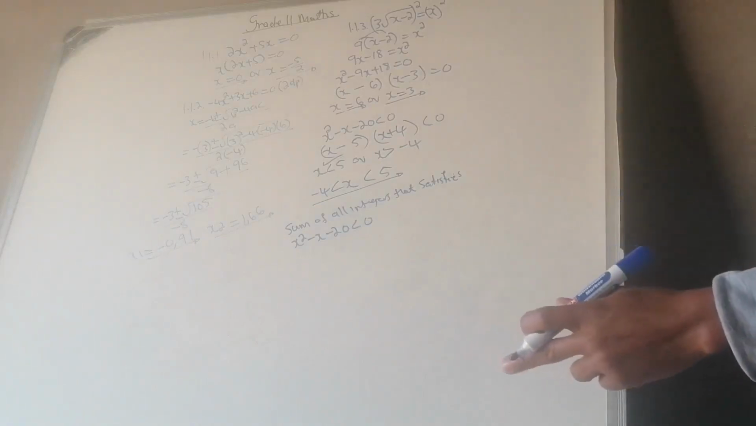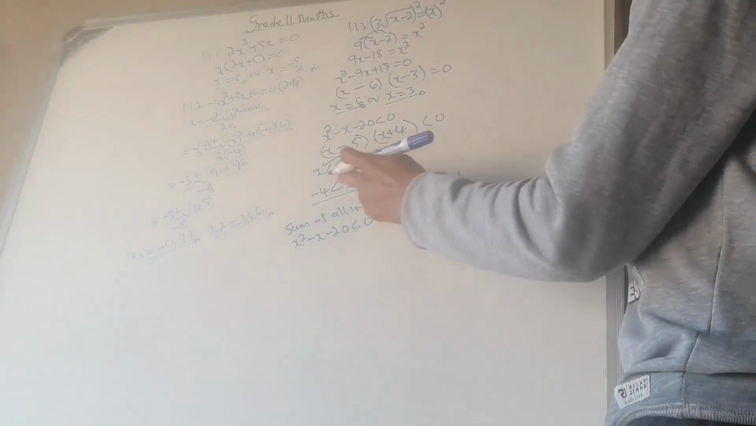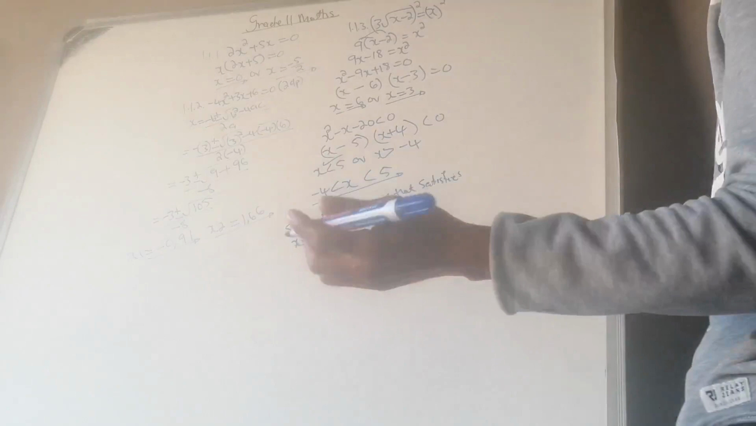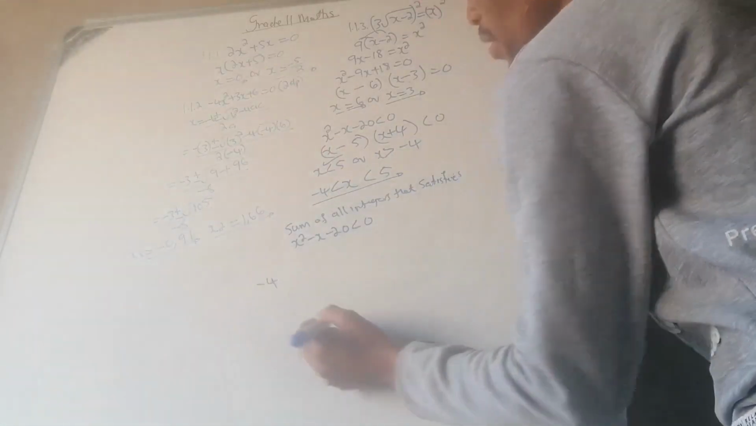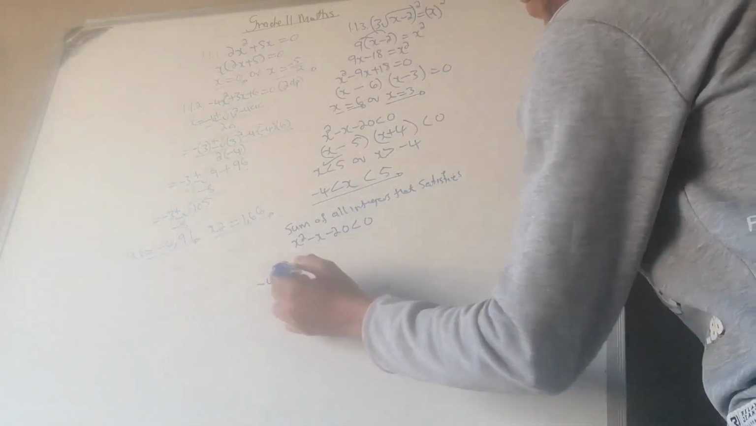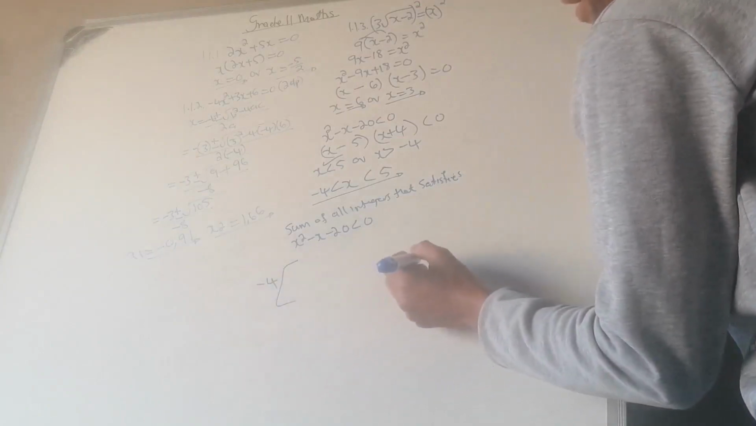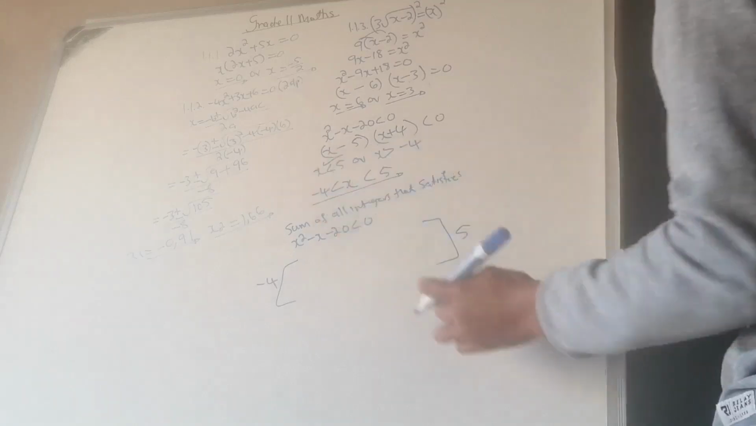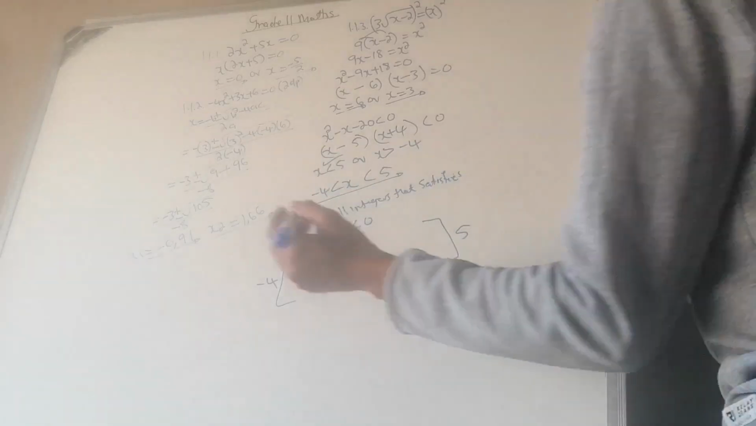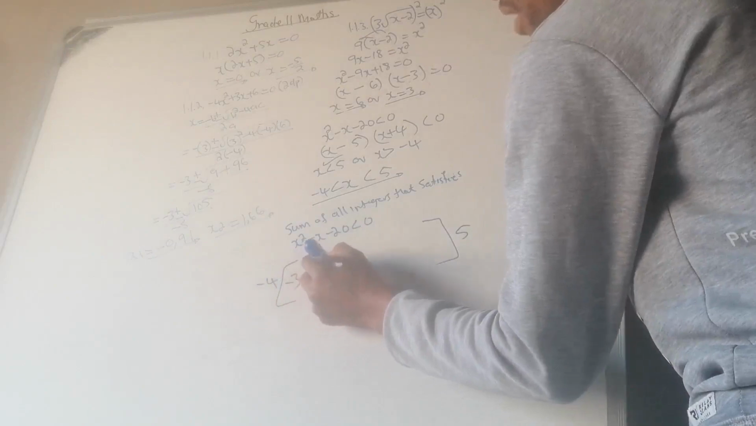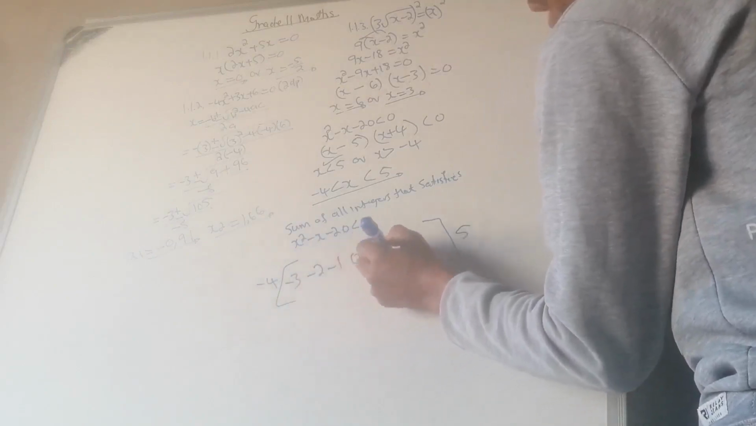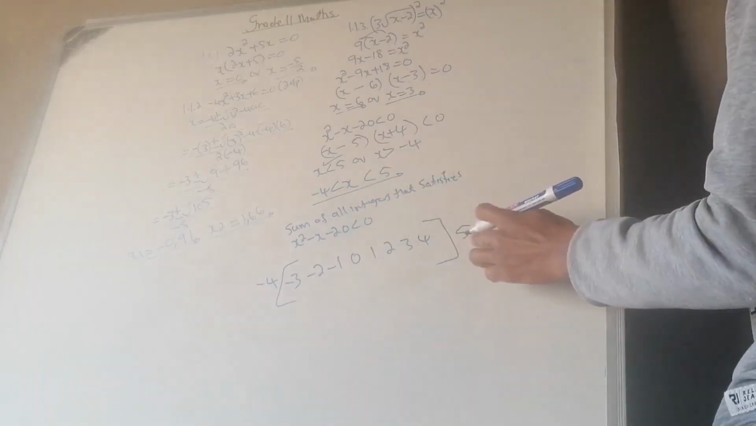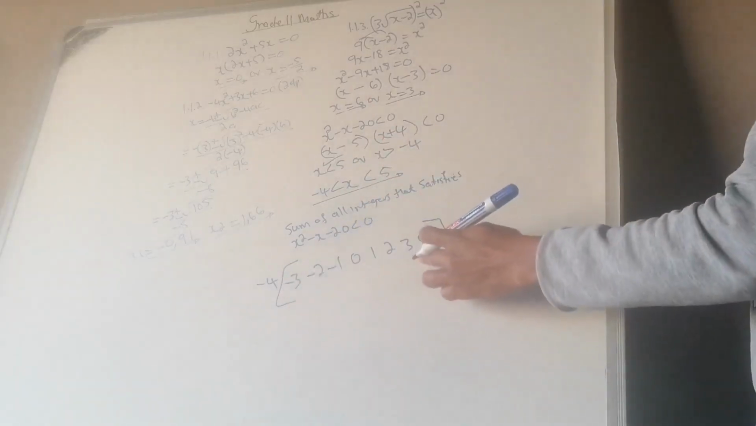Now let's look here. We said x must be greater than minus 4. At the same time, x must be less than 5. Let's go and check minus 4 and 5. The values of x greater than minus 4 are minus 3, minus 2, minus 1, 0, 1, 2, 3, and 4, because we said x must be less than 5. So these are the values that we have.